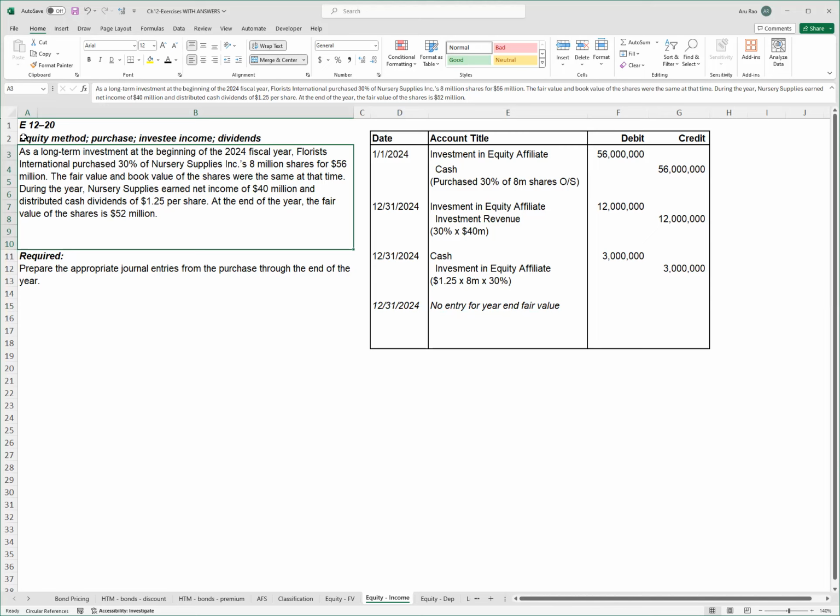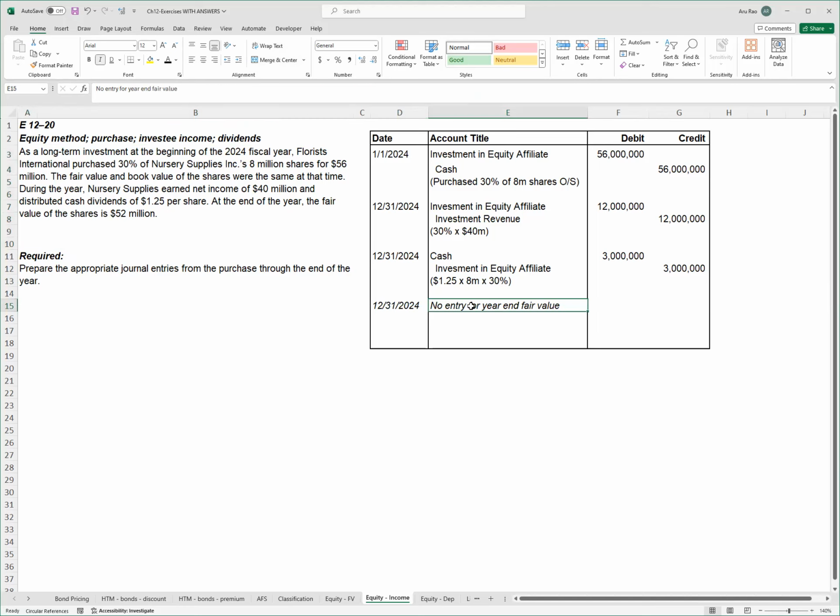If I had less than 20% of the shares, I do the fair value method. At the end of the year, I adjust up or down to see what the value of the stocks are. But in the equity method, I ignore year-end market value unless they tell me this downward slide is permanent. So with that, we'll move on to our next exercise, which will be another equity exercise.